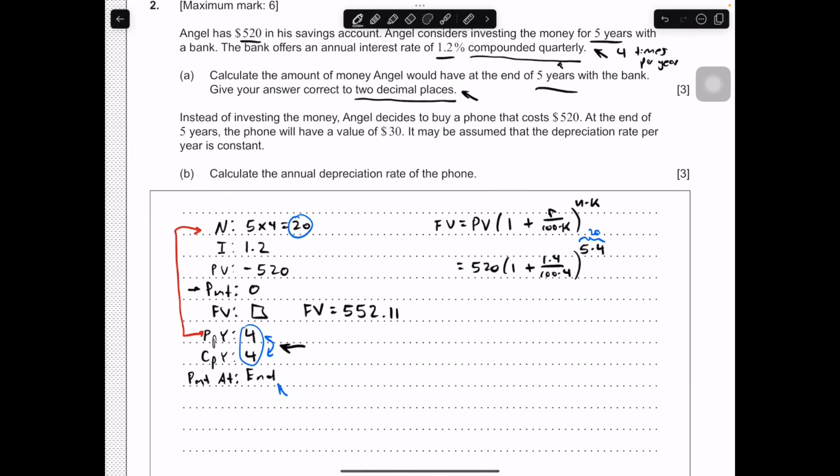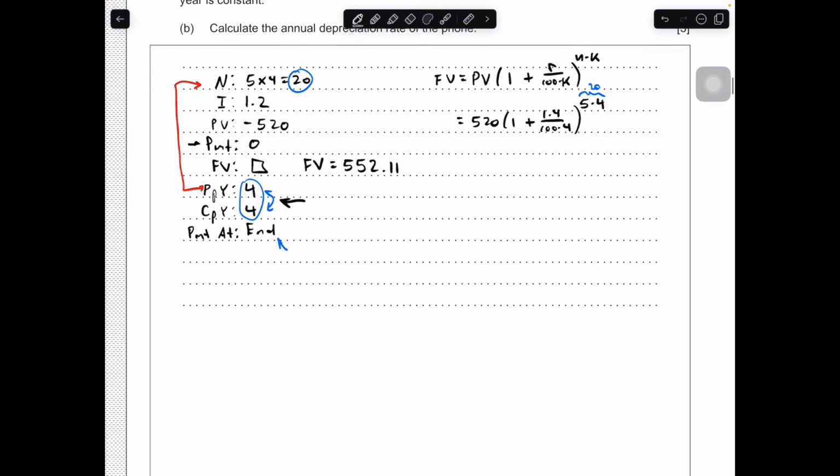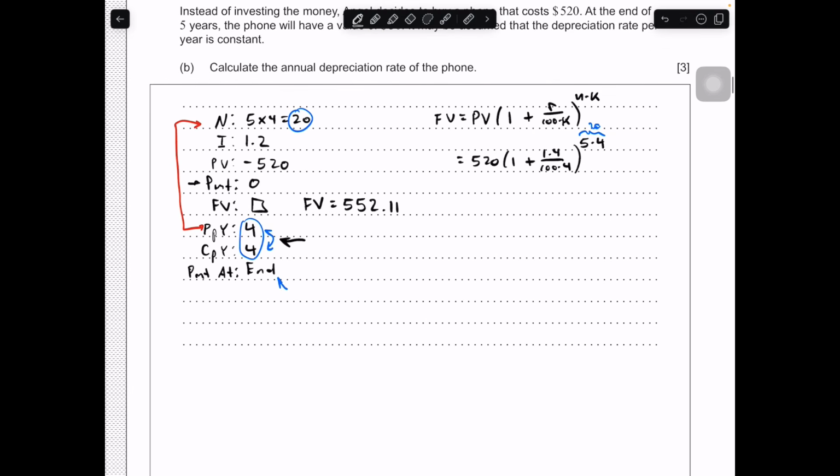Instead of investing the money, Angel decides to buy a phone that costs $520. At the end of 5 years, the phone will have a value of $30. It may be assumed that the depreciation rate per year is constant. Calculate the annual depreciation rate of the phone. Okay, so once again, we can use our compound interest formula, or we can use the financial solver. And this time I'm going to reverse the order.